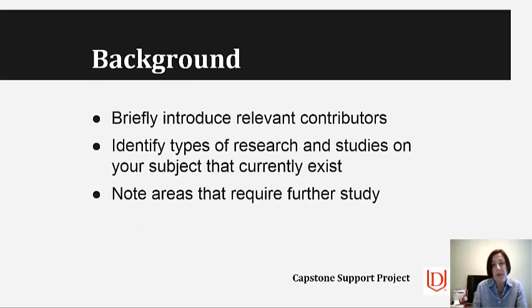Then there's the background section of your introduction. You're going to briefly introduce the relevant contributors to your research, identify the types of research and studies that exist for your literature review, and note areas that require further study for your paper. With some instructors, the background seems to get confused with what the background of your literature review would be. So the background here at the beginning of your research paper focuses on your lit review and where you're going to go with your research. The background in your lit review will focus more on the history of your topic.